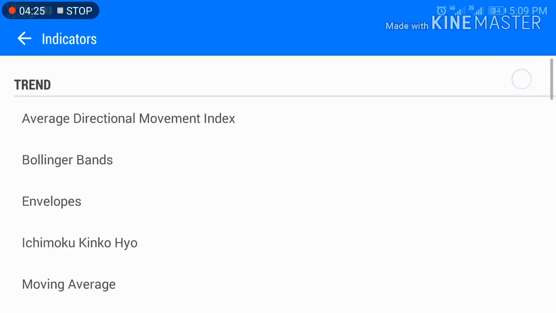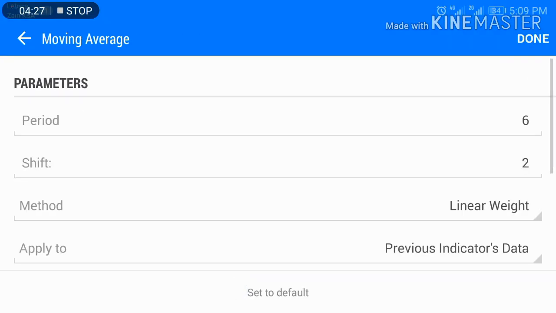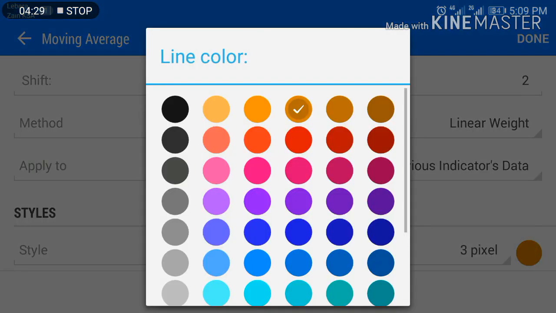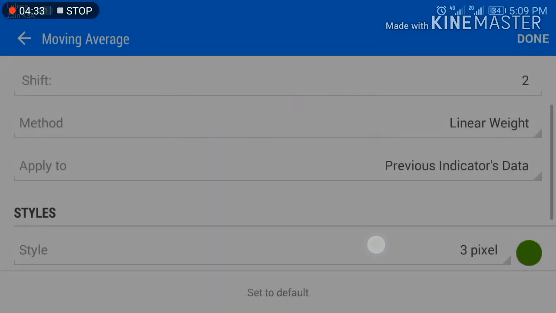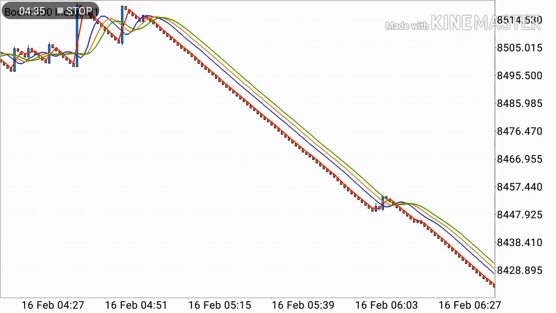Again, one more time: you have to set the 6 period moving average 3 times. Choose any color you like. There is no specific recommendation.